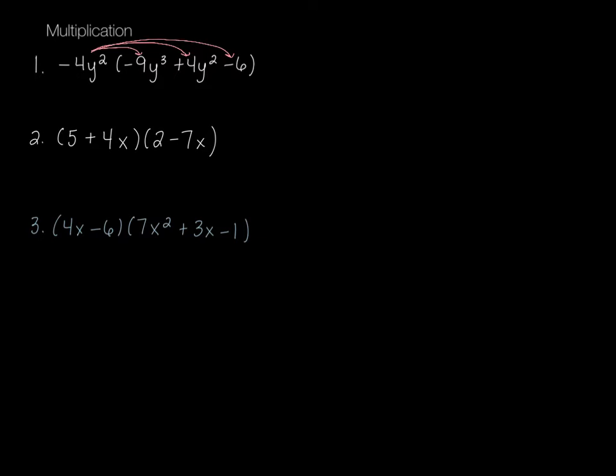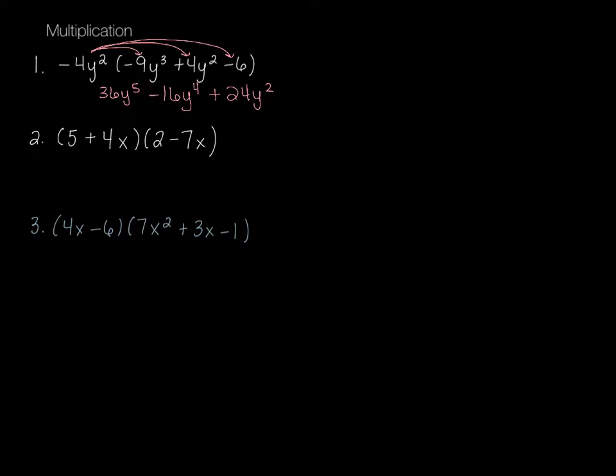So negative 4y squared times negative 9y cubed gives us a positive 36y to the 5th. Negative 4y squared times positive 4y squared gives us negative 16y to the 4th. And then negative 4y squared times negative 6 gives us a positive 24y squared.